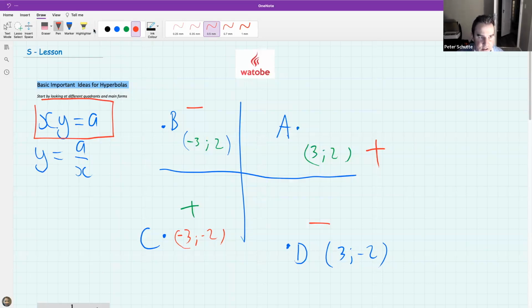And the A is important because if the A is positive, it means my hyperbola needs to be in this quadrant and this quadrant. Why do you think if A is positive, it would be in quadrant 1 and quadrant 3? What do you think my reasoning for that is? If A is positive, why would I be in quadrant 1 and 3?